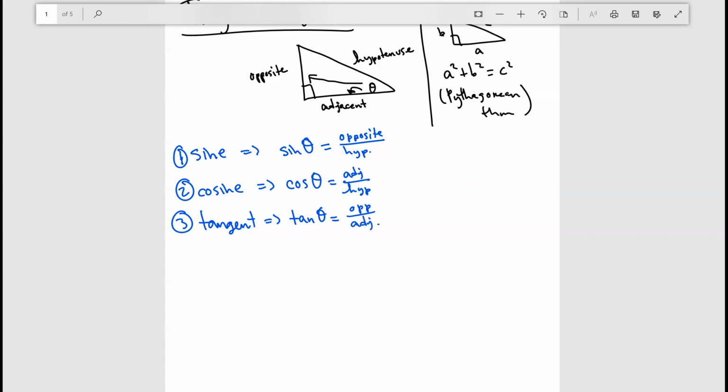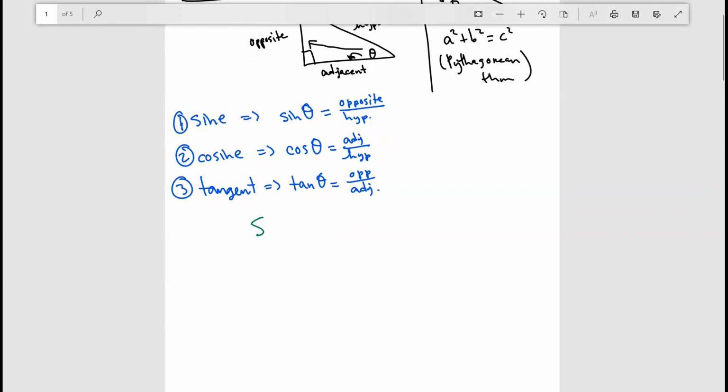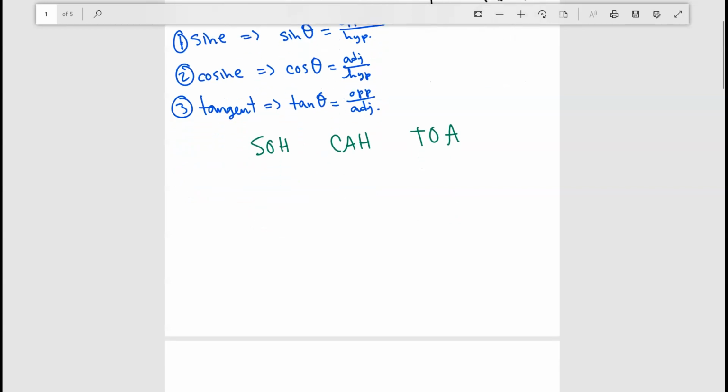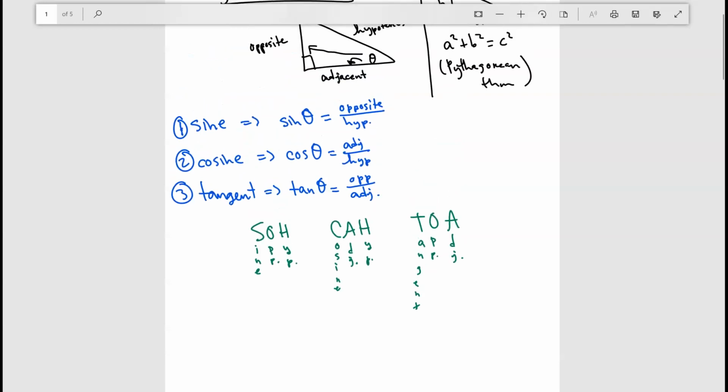Now you're probably wondering, how am I going to memorize this? Well, there is a little mnemonic device that you can remember, and that's SOH CAH TOA. S stands for sine, O stands for opposite, H stands for hypotenuse. C stands for cosine, A is adjacent, H is hypotenuse. T stands for tangent, O stands for opposite, A stands for adjacent. So if you remember SOHCAHTOA, you can remember what each function means.